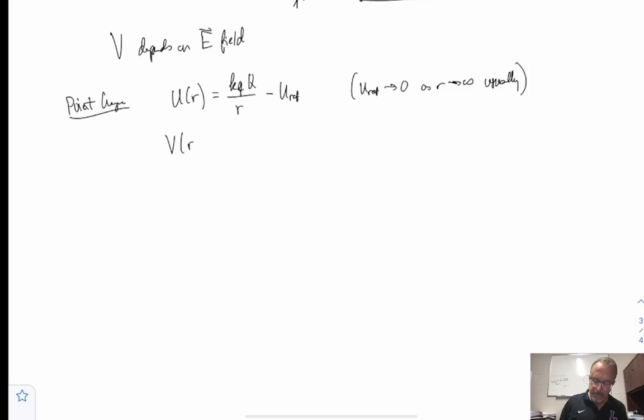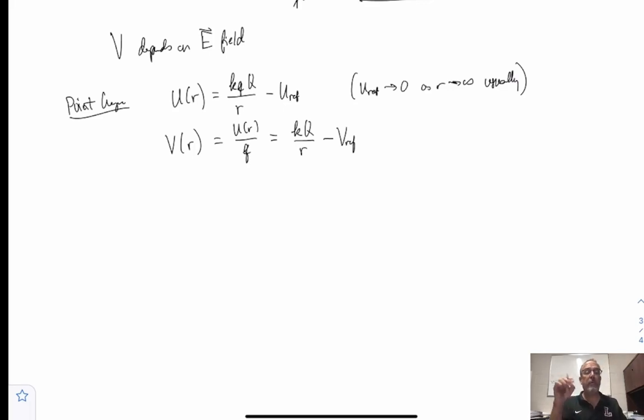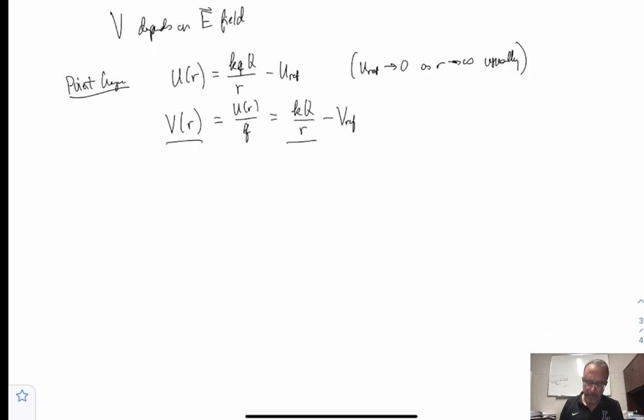So what about the potential from a point charge? Well, this is going to be U over q, which is just KQ over R. And again, you can say minus V reference, because just like there's a reference point for potential energy, there's a reference point for voltage as well. A lot of times it's set to 0 as the charge is infinitely far away. But look at what that means. The potential is dependent on R. In fact, it's 1 over R.